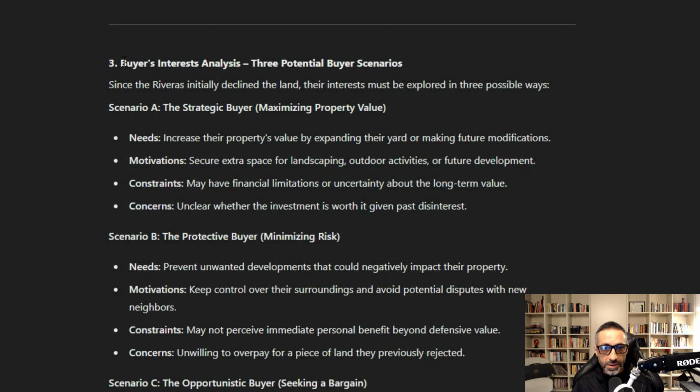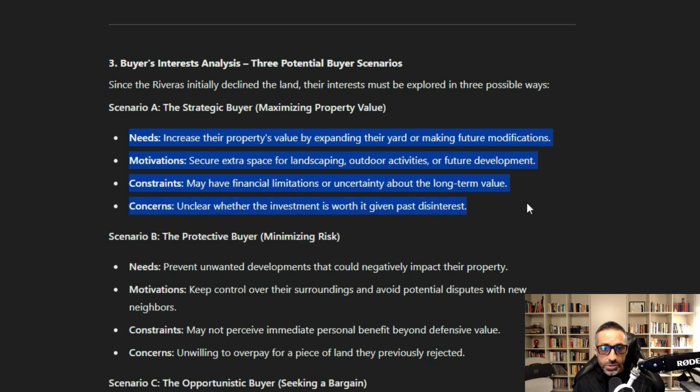Now let's move to the buyer's interest analysis, with 3 potential buyer scenarios. Since the Riveras initially declined the land, their interest must be explored in 3 possible ways. Scenario A, the strategic buyer, maximizing property value. Increase the property value by expanding the yard or making future modifications. Secure extra space for landscaping, outdoor activities, or future development. They may have financial limitations and concerns, unclear whether the investment is worth it given past disinterest.